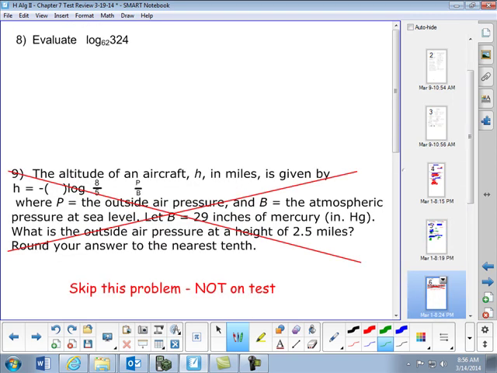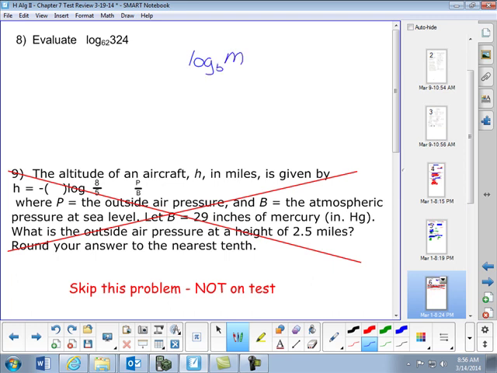Okay, next one, evaluate. Now this is a calculator problem, and sometimes you guys have been cruising so long and you kind of forget this, so be careful on this. Don't let this one get you. This is an easy problem. This one follows the change of base formula.